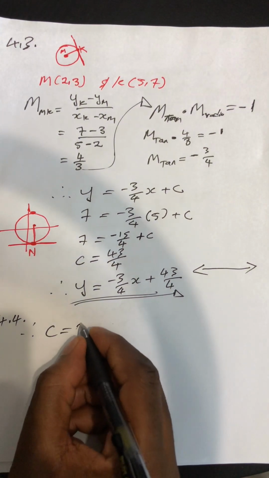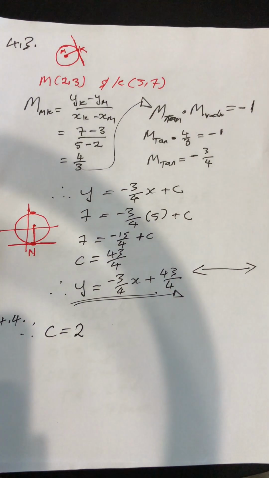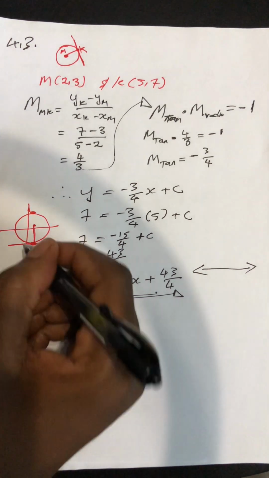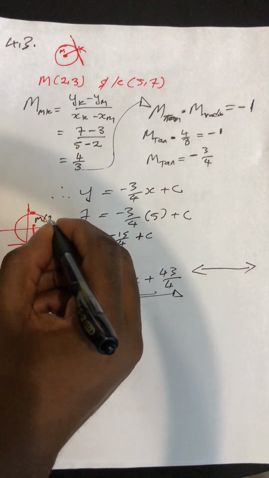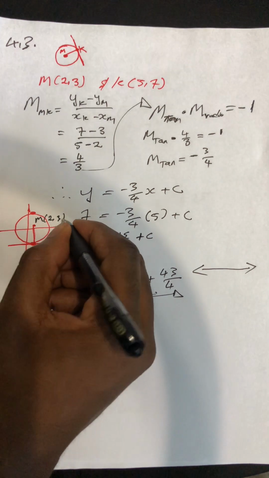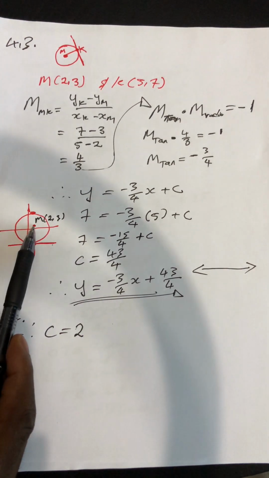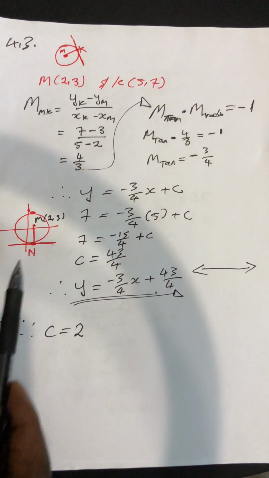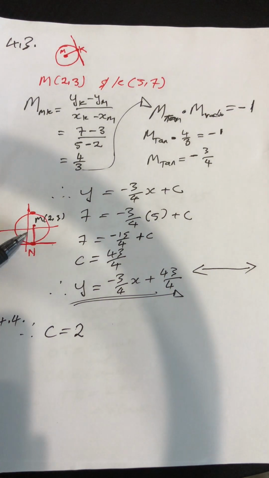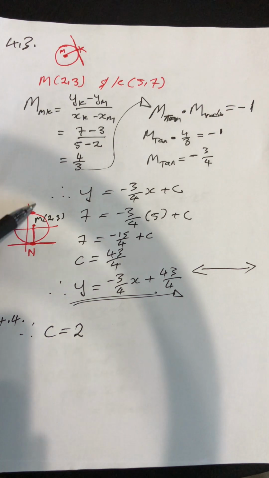So c at N is going to be what? 2. Why? Because at M, we're having 2 is to 3. And we're saying this line and this line are perpendicular. It means that this line is a vertically straight line. So for that reason, all the points on this line are sharing the same x values. We are having c as our 2. So now we must look at what?